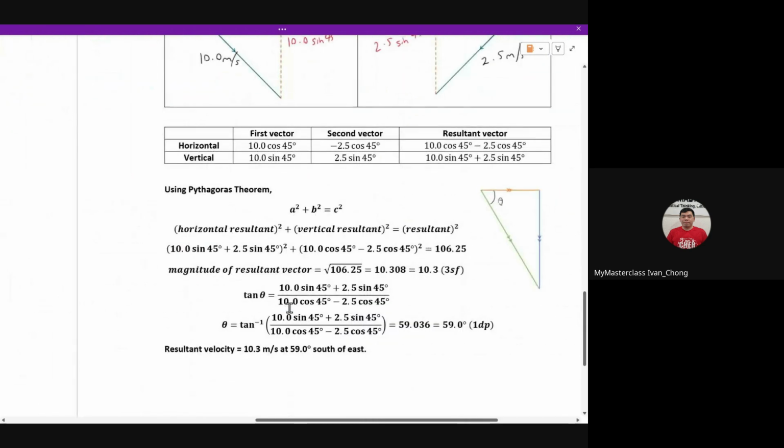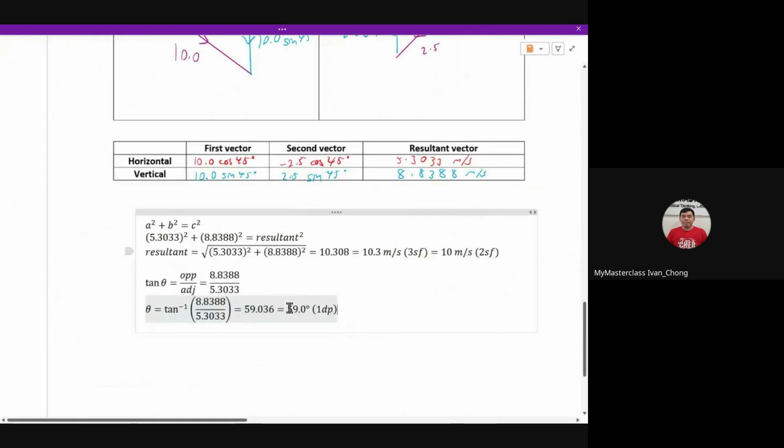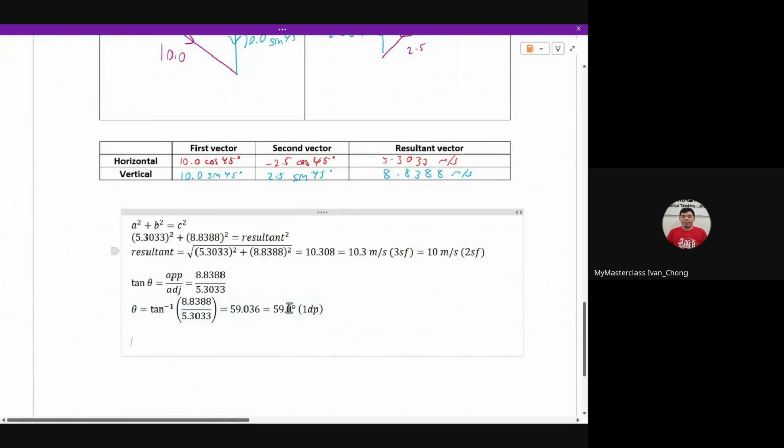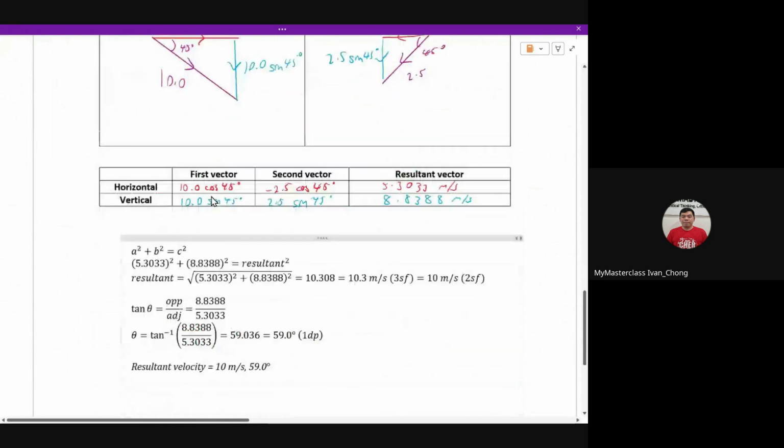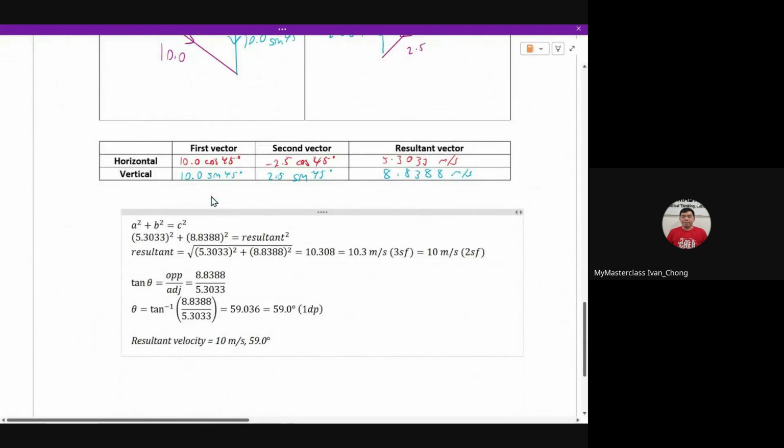Let me just quickly check if the values are correct. And yep. So how to answer the question? Same thing in the same format. You want to say that your resultant, because this is speed, right? So in this case, it's resultant velocity. We will say resultant velocity is 10 meters per second, and it is 59.0. And if you notice, this will be southwest. So southwest, you can say that this will be below the horizon.